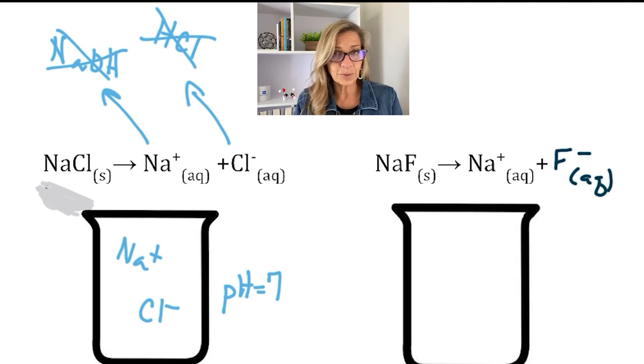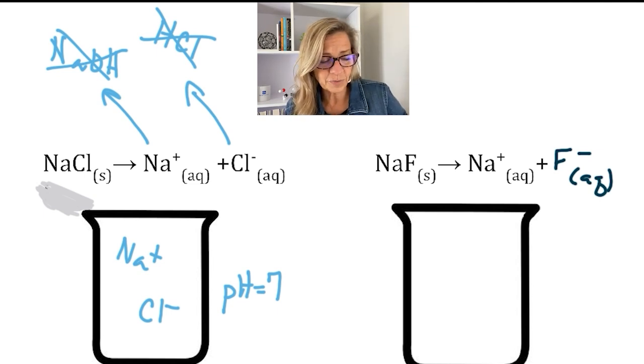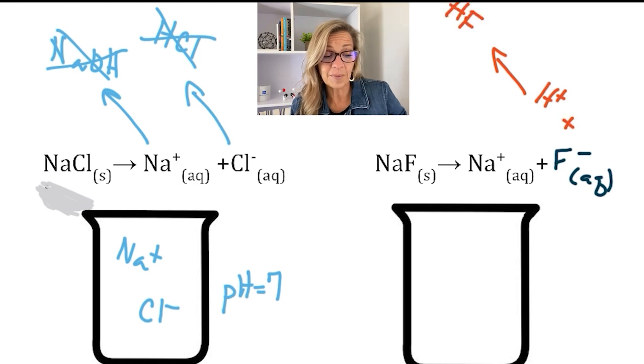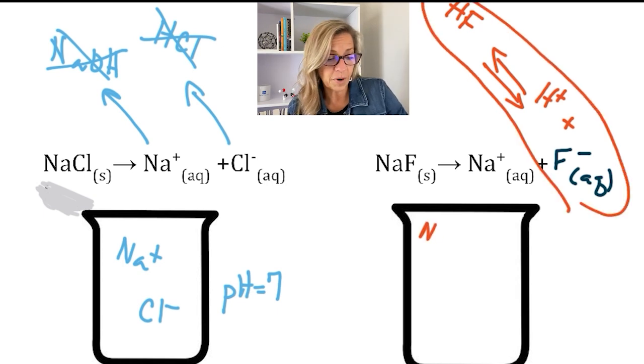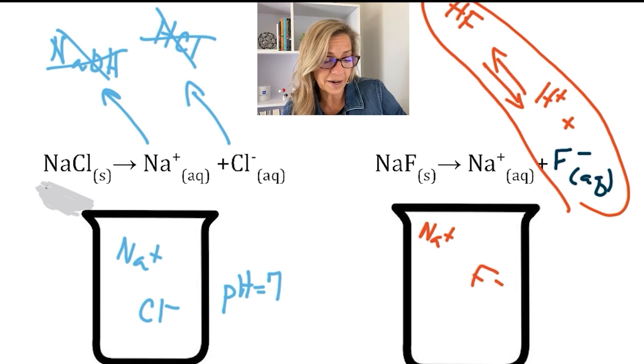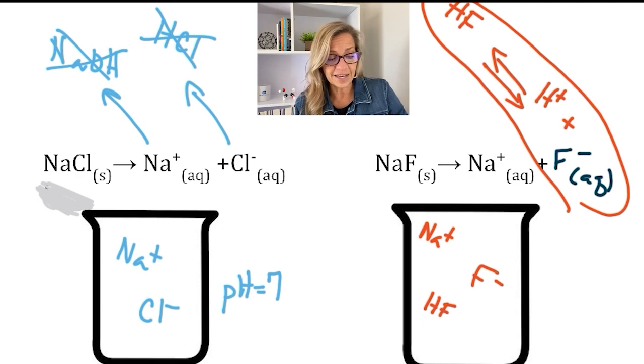Now, what about fluoride? Take a look at fluoride. What does fluoride do in water? Could he grab an H plus and form hydrofluoric acid? Yes, he will. This is going to be in equilibrium. And so this is going to happen a little bit. Some of those little fluoride ions that are floating around in there are going to do what? They're going to yank an H plus off of water, and we're going to get a little bit of this.